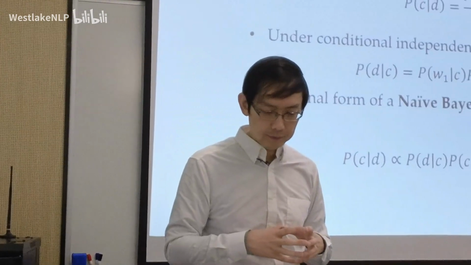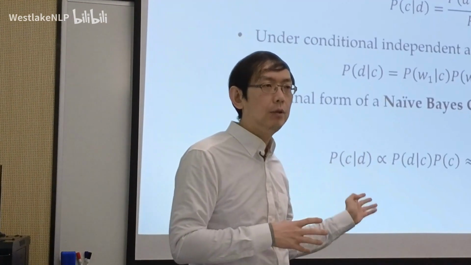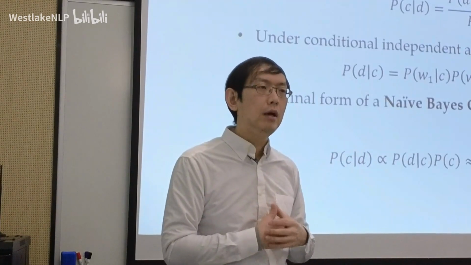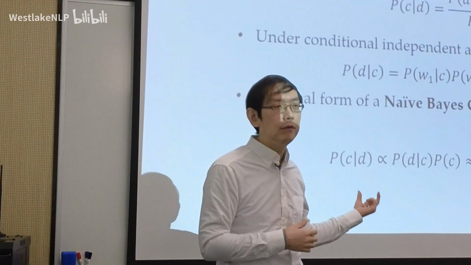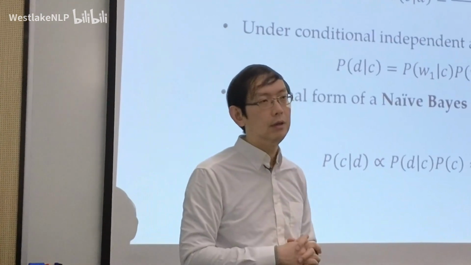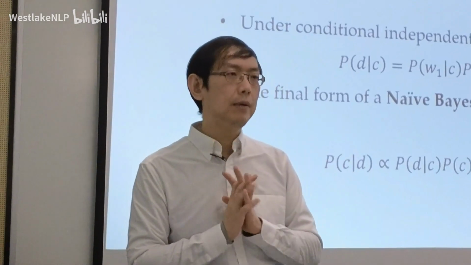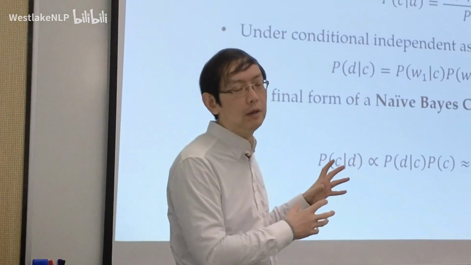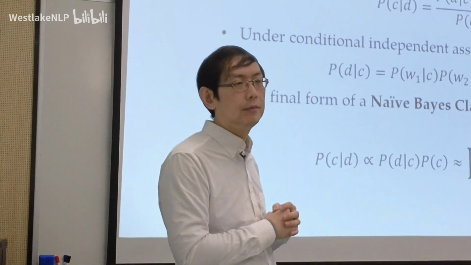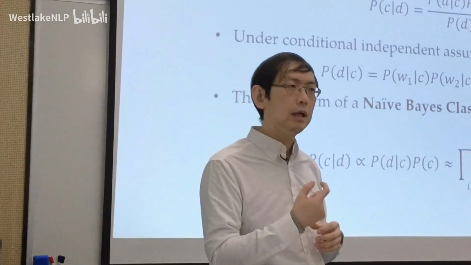How many parameter types do we have? We have two types, P(W|C) and P(C). How many parameter instances do we have? For P(W|C), the number of instances equals the vocabulary size times the number of class labels. For P(C), the number of parameter instances equals the number of class labels. That's the whole model. It calculates the joint probability of D and C. Now we parameterize the model, and every model parameter can be trained. How can we train it?